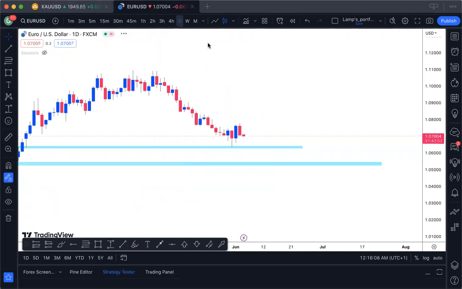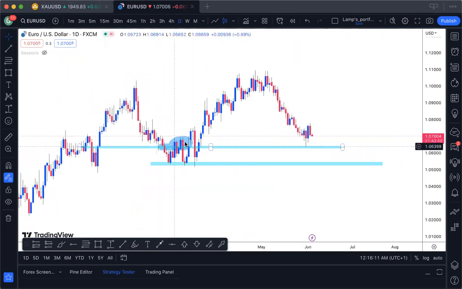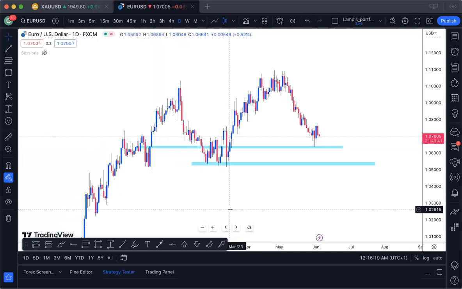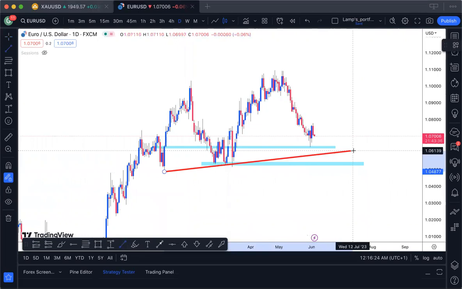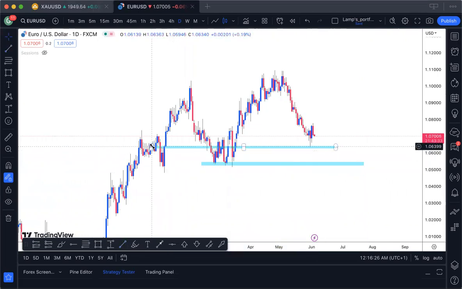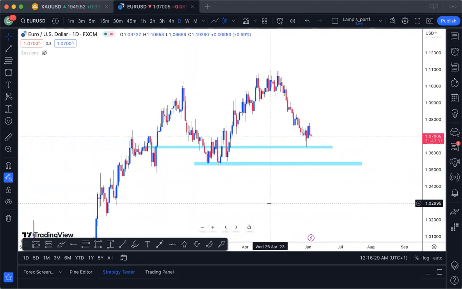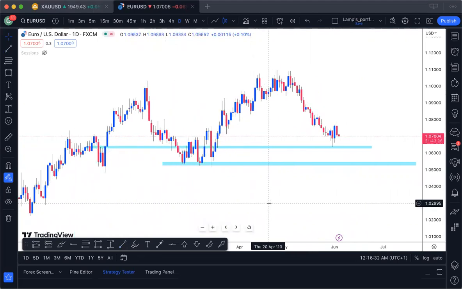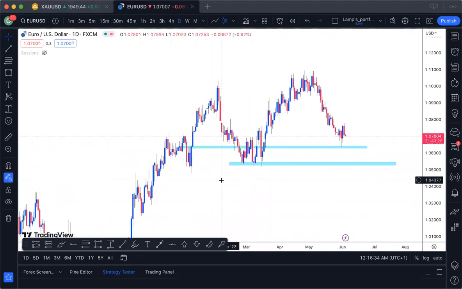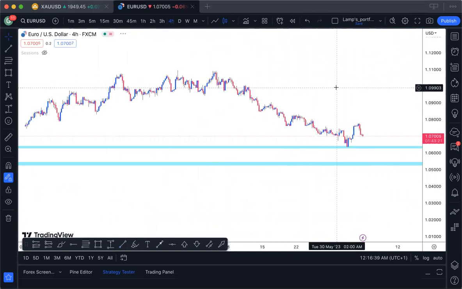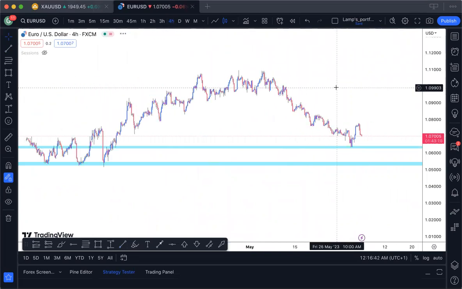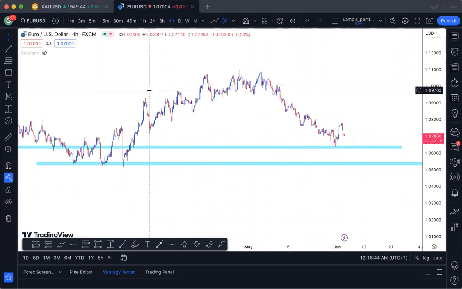Let's go to daily. On the daily, there's noise everywhere around the QM level. It's very choppy. I don't even see anything. So let me go to the 4 hour. The only thing that makes sense is the weekly QM.